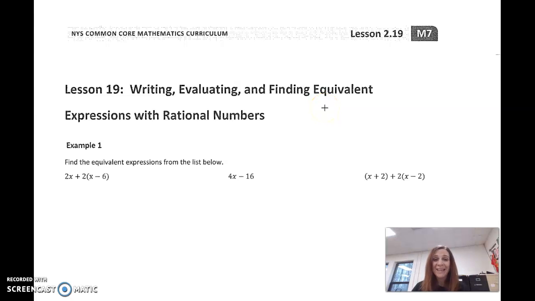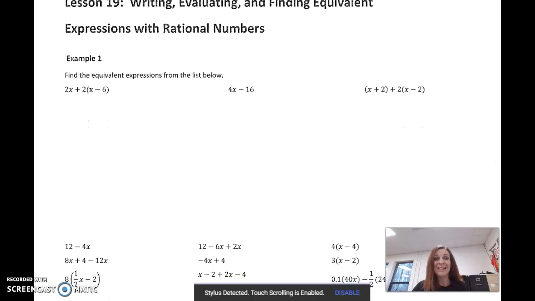Lesson 19 is on writing, evaluating, and finding equivalent expressions with rational numbers. That probably sounds familiar because we just did that in Lesson 18. So we're just going to keep practicing it and apply it in some different ways. I want us to get good at manipulating expressions, because that's a really useful skill that you're going to need later on.